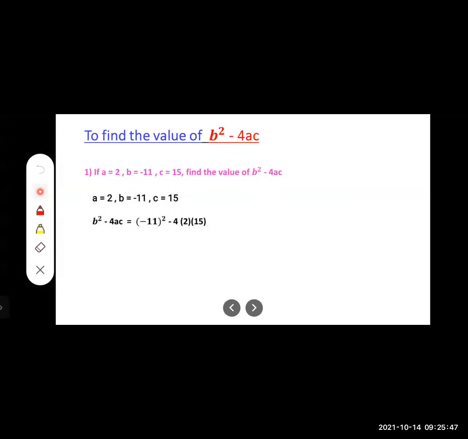Okay, student. And now, what's the next step? This minus 11 whole square, minus 11 into minus 11. How much you will get? 121. Then minus 4 twos are 8, 8 into 15. So you will be getting 120. And when you minus it, 121 minus 120, how much you will get, children? So you will get the b square minus 4ac value as 1. This is not the discriminant. We are finding it for the formula method. Is it clear, children? Okay, this is a part of the formula method. So this part also they can ask for. Is it clear?